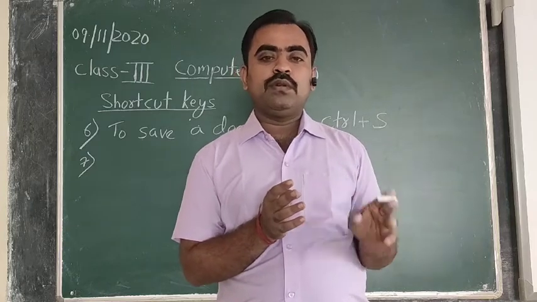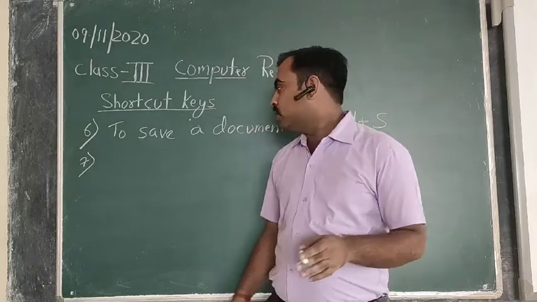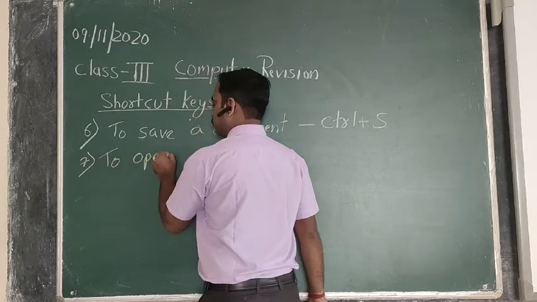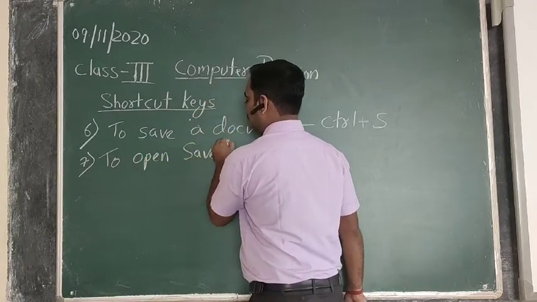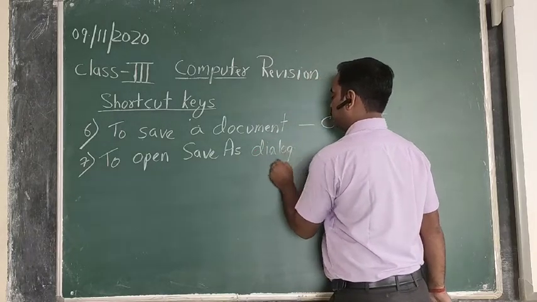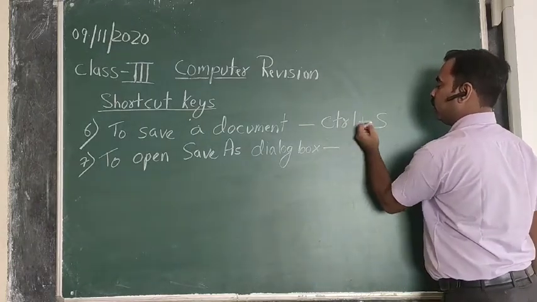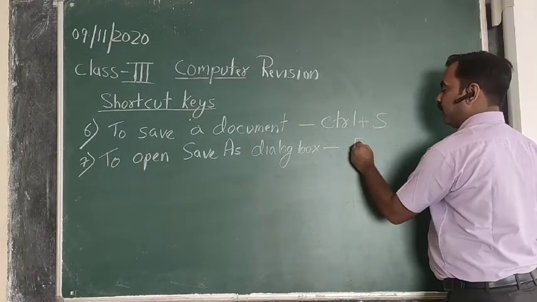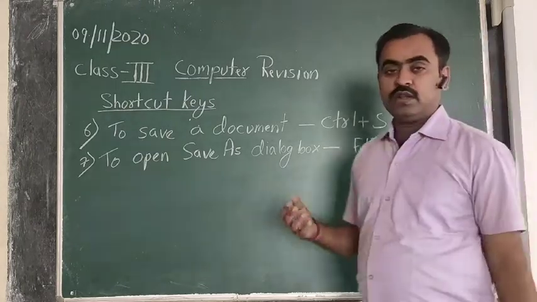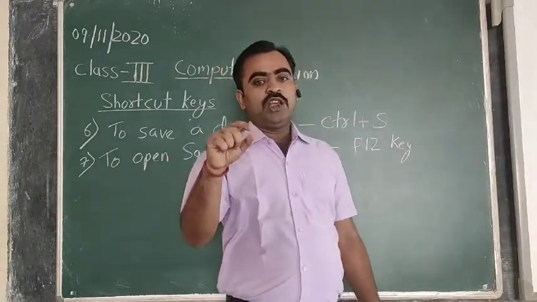Okay, and you can have the original file also and the new file also. So in order to open the save as dialog box, use the shortcut key. You just have to press the F12 key. F12. You have to press the function key on the top of the keyboard.